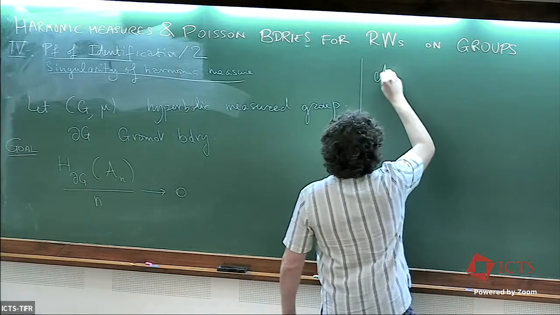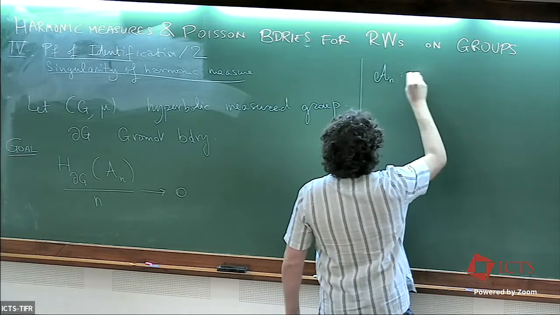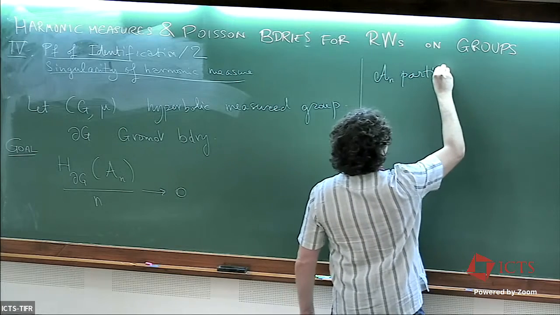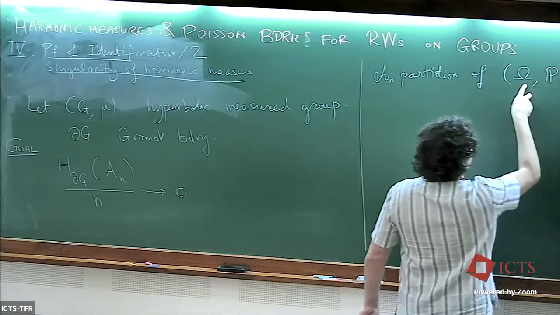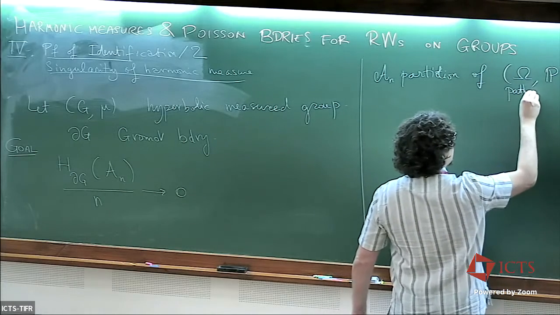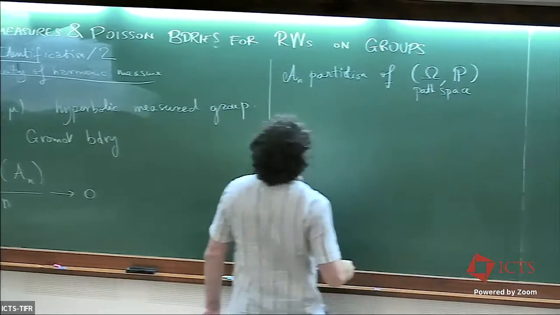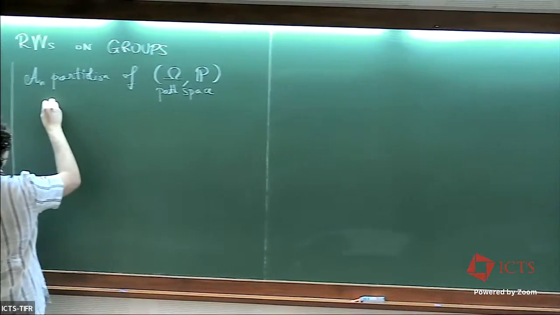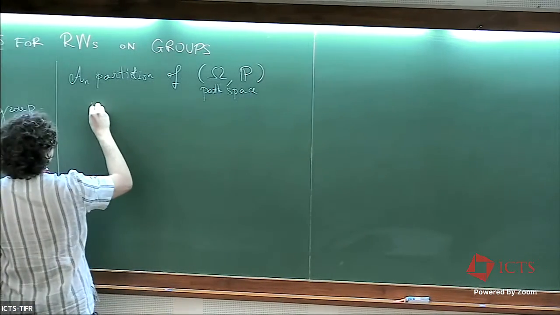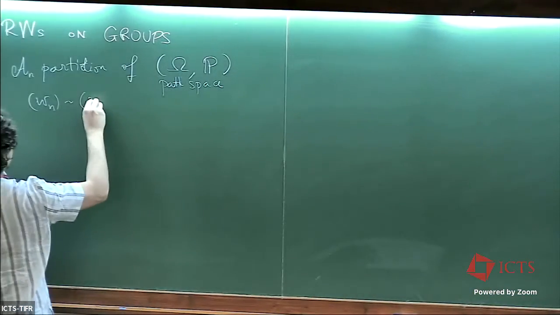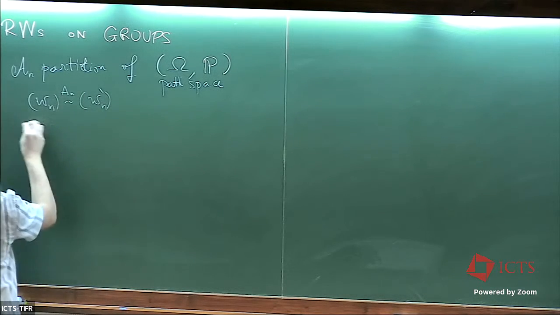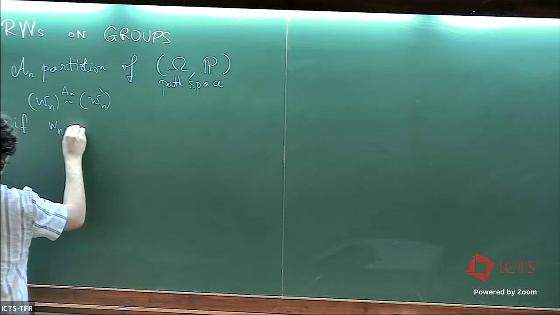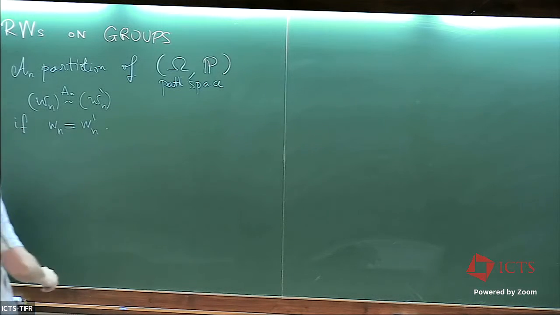So recall what A_n is. A_n is simply given by a partition of your space. Your reference space is the whole path space for the random walk. And we just declare two sample paths, W_n and W_n prime, to be the same according to this equivalence relation if the n step is the same. That's it.